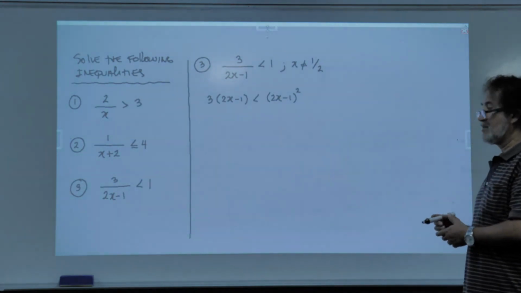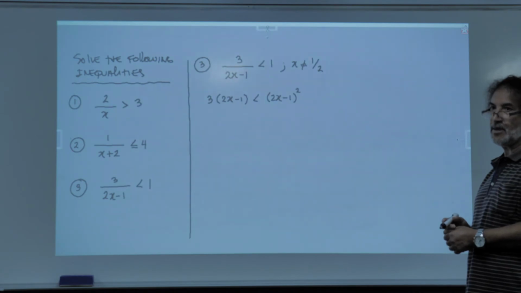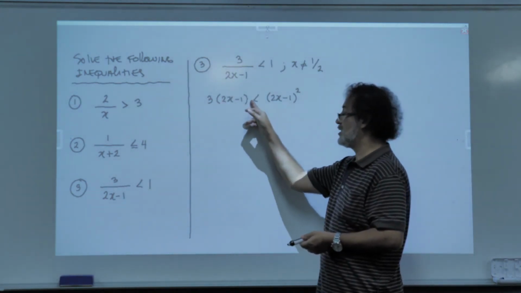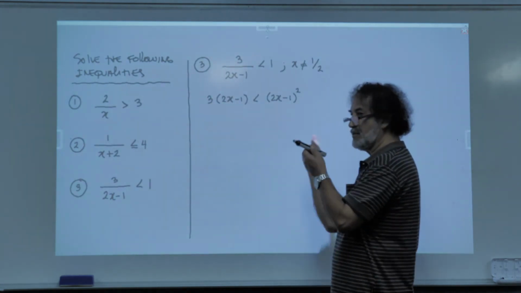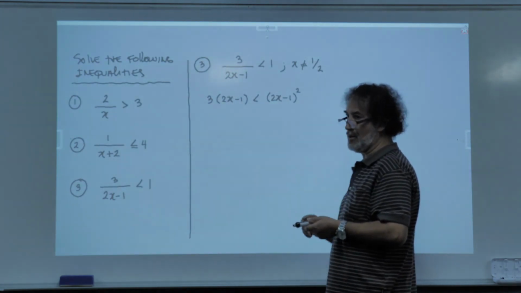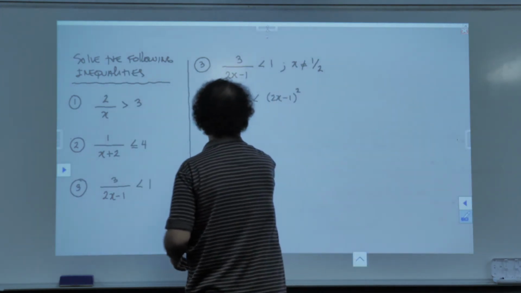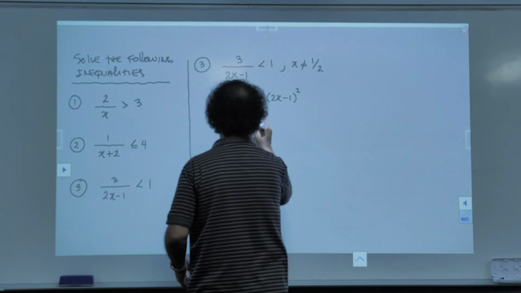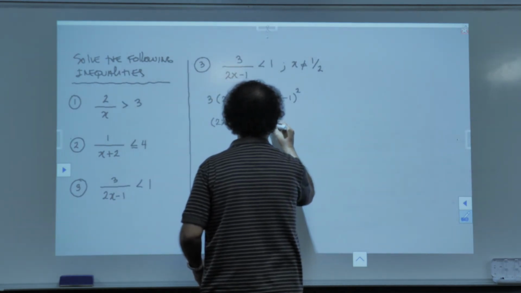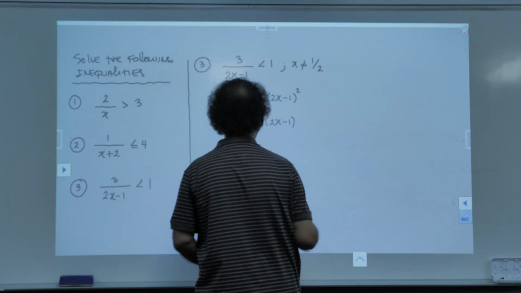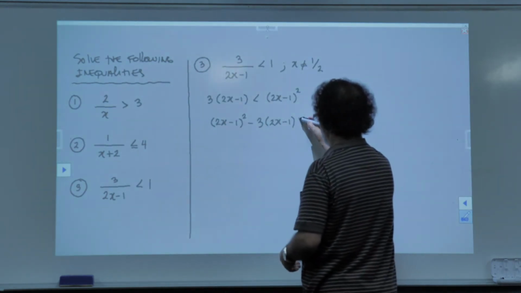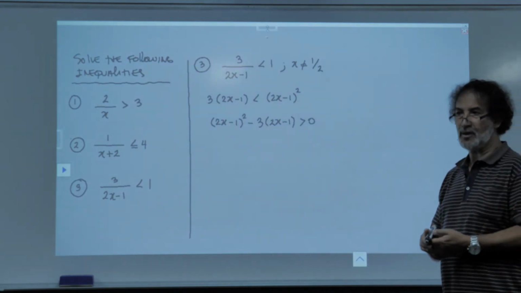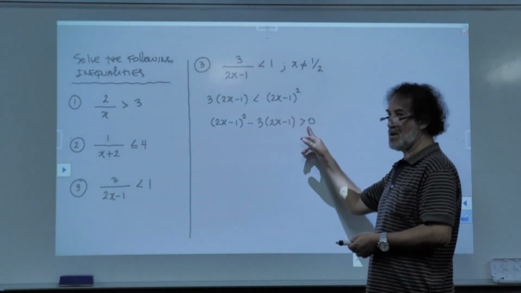And then we're going to do exactly what we have been doing all the time. So I'm going to move all this to this side and then flip the inequality. All right? So we're going to have bracket 2x minus 1 squared minus 3 times 2x minus 1, and that is going to be greater than 0. Okay, do you understand why we went from here up to here? Yeah. Okay.